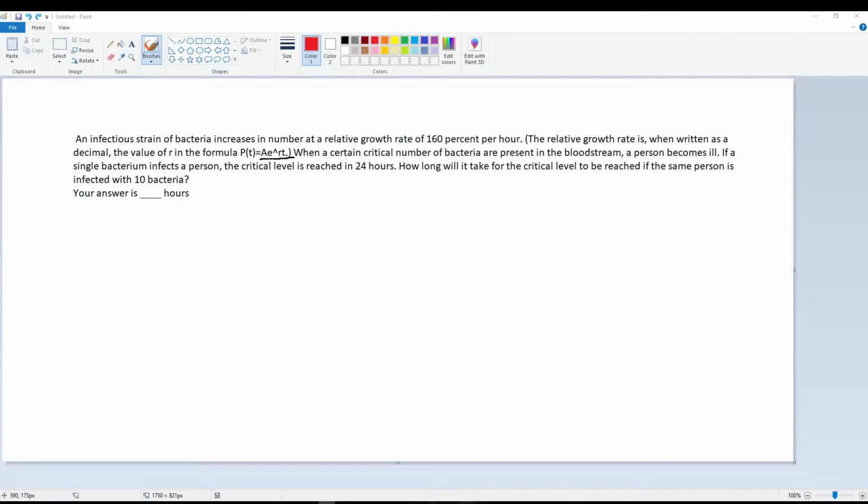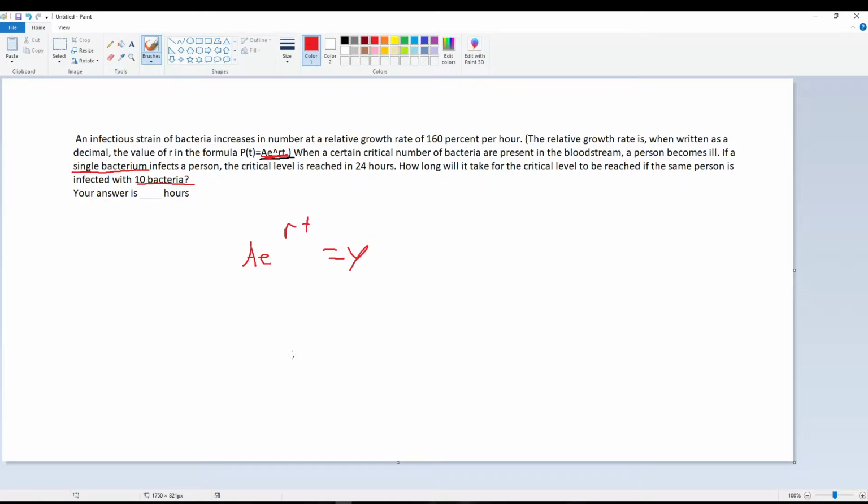So right here is the equation you're going to want to pay attention to. We have A times e, a constant, to the power of r times t, and that's going to equal y. So we have two parts, two different equations. Right here you see a single bacterium and then 10 bacteria.